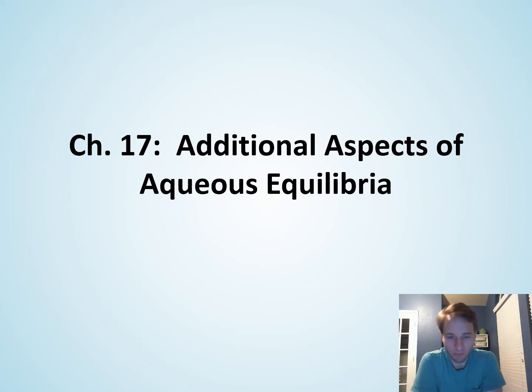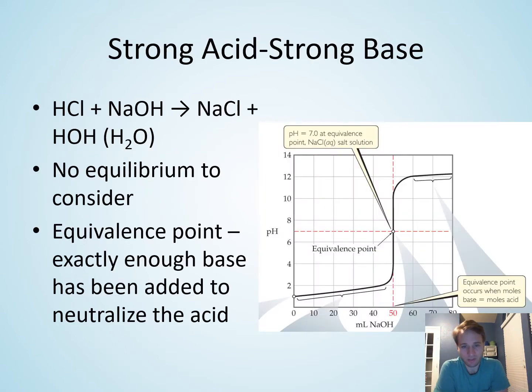Welcome everyone to this fourth video here on chapter 17, where we're going to be talking about strong acid, strong base titrations. Okay, so let's consider a strong acid, strong base titration, where in my beaker I start off with some acid. Again, let's say it's HCl. So I've got some very acidic solution, which means it's a very low pH.